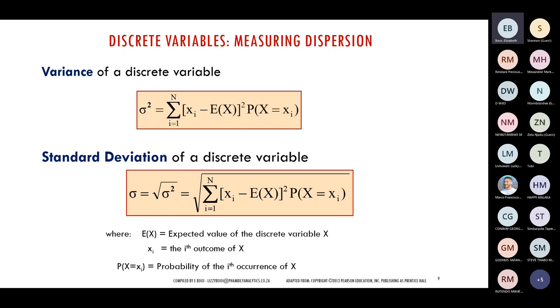We are able to calculate the variance of a discrete variable. The variance is the sum of your outcome minus the expected value, which is the mean that we calculated, squared. You square your outcome minus the expected mean, and multiply the answer by the corresponding probabilities. And because it's a sum, you will do it for every individual outcome. We can also calculate the standard deviation, which is just the square root of your variance.